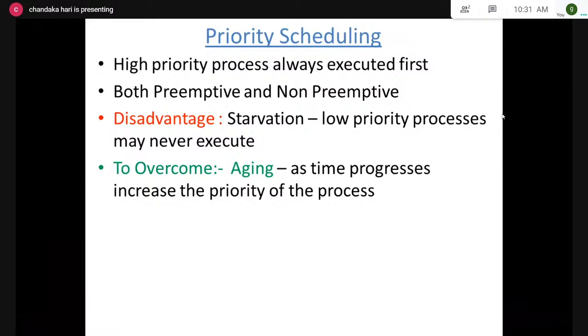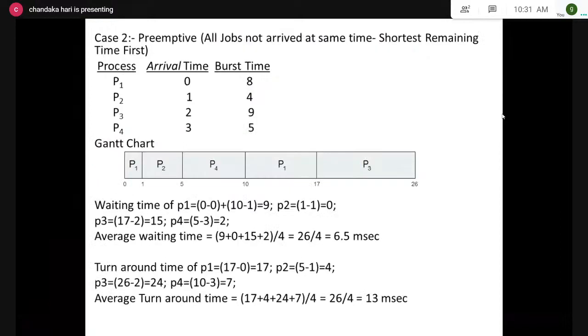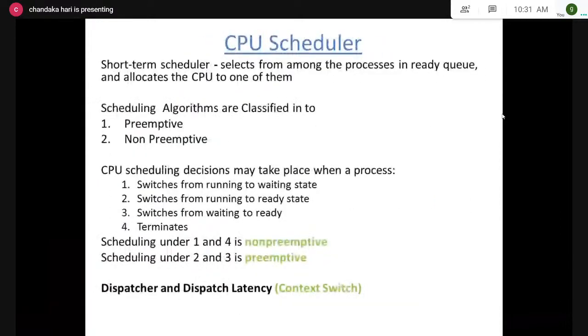Followed by that, the scheduling algorithms are classified into two categories: number one, preemptive scheduling, number two, non-preemptive scheduling. Preemptive means forcibly stopping the execution of one particular process and giving control of the CPU to some other process. Whereas in the case of non-preemptive, the CPU does not release its control until the process execution has been successfully completed.